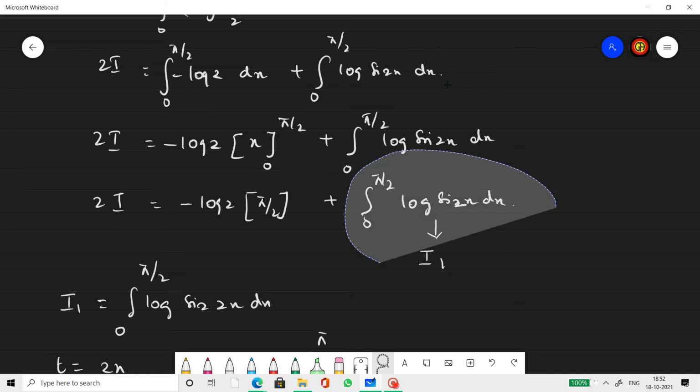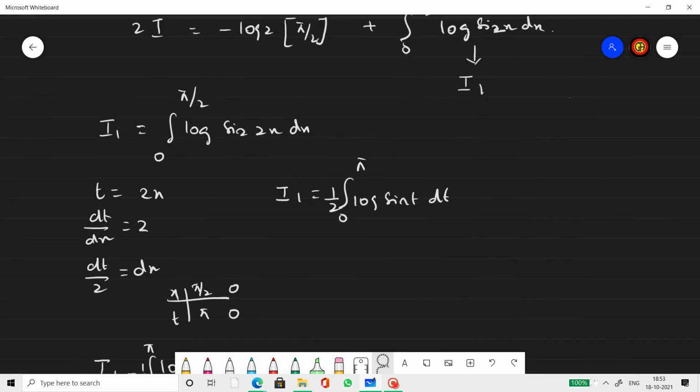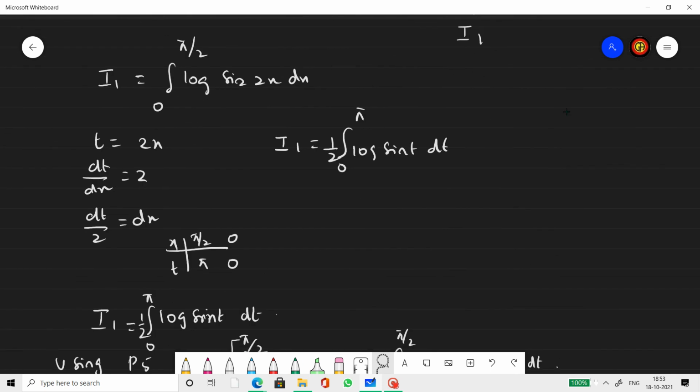Now let's consider this as I1. I1 equals integral 0 to pi by 2 of log sine 2x dx. Now I'm using substitution. Take t as 2x, dt by 2 is dx. So it will become log sine t into dt by 2. The 1 by 2 I took it out. The limit will also change when you use substitution. The limit which was 0 to pi by 2 will become 0 to pi.